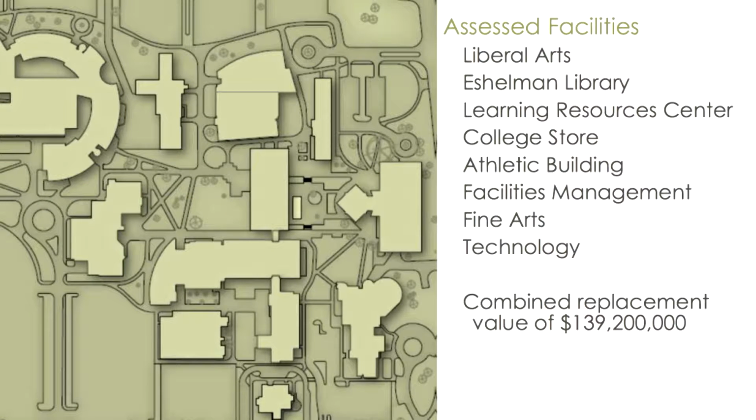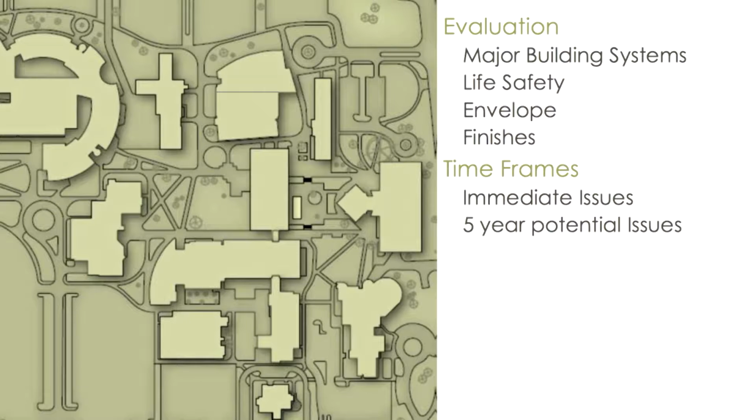The first thing we took a look at was the technical stuff, the behind-the-scenes facility conditions. We looked at a number of facilities, not all of them, but the high priority ones, and just those alone were worth about $140 million to replace. We took a look at all the major building systems: heating, cooling, plumbing, electrical, the exterior skin of the building, and life safety. We looked at things that needed to be dealt with immediately and things that were probably going to be issues within a few years, to help build the framework for the plan.